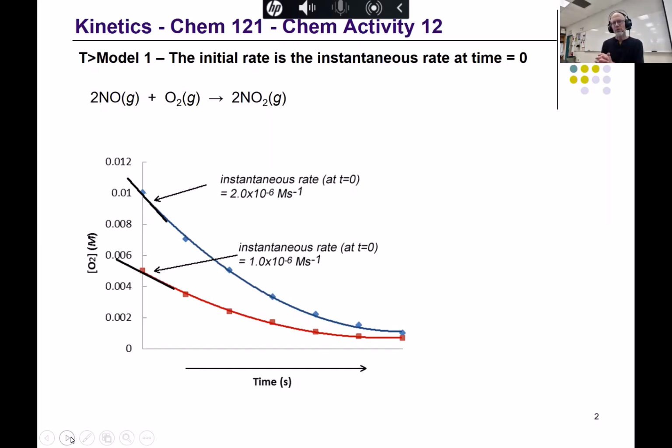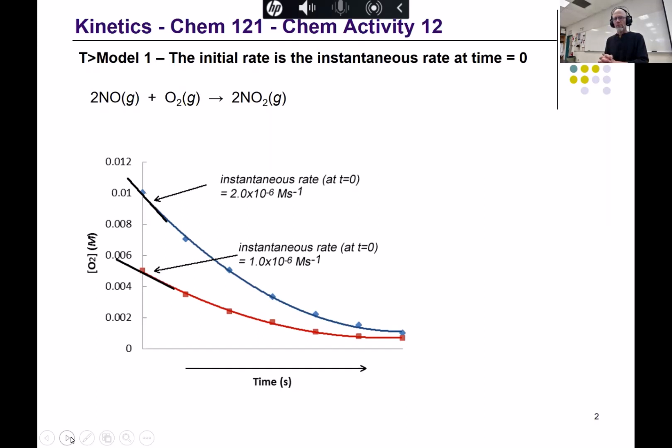You can see in this reaction that it's 2 moles of nitrogen monoxide reacting with oxygen gas to form 2 moles of nitrogen dioxide gas. In Chem Activity 11, we actually introduce this reaction in the context of environmental chemistry. What we're interested in knowing, though, is, one, what the rate of reaction is, and secondly, how changing the concentration of one of the reactants can impact the rate.